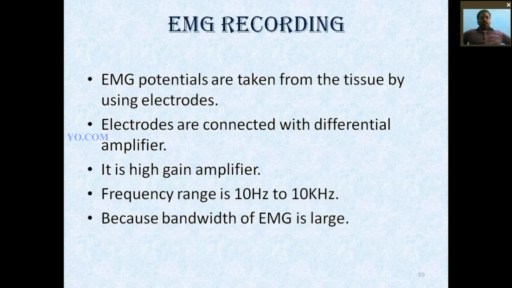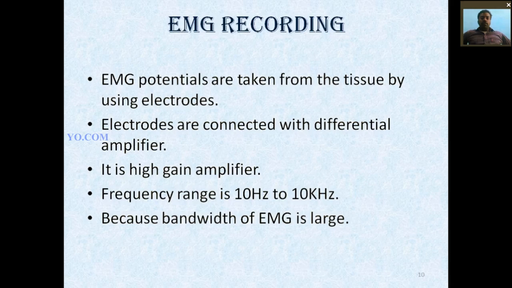Okay. Right. Then EMG recording, how are we going to record the EMG? First, the EMG potentials are taken from the tissue by using electrodes. We paste the electrode, or insert a needle electrode, in our human body at two different places. Those electrodes pick up the potential, and it is given to the differential amplifier. The electrodes are connected to the differential amplifier. The differential amplifier is a high gain amplifier. High gain amplifier means it converts millivolts into volts. That means the gain of the amplifier is 1000.